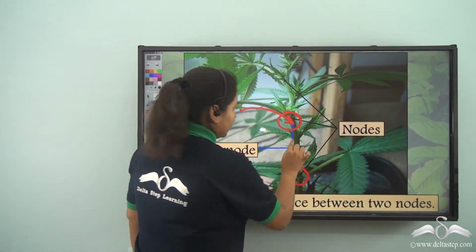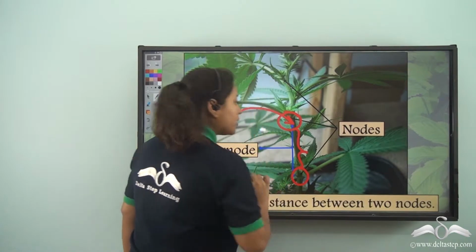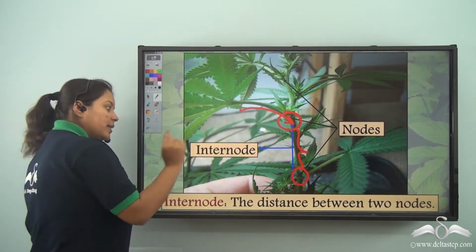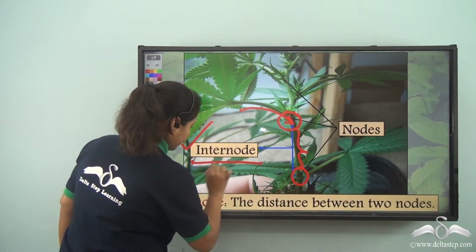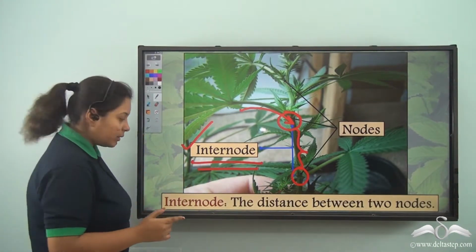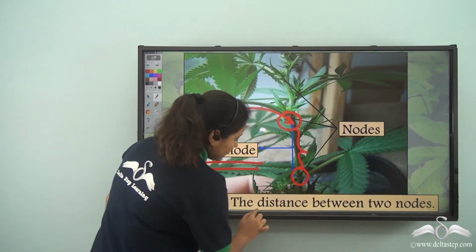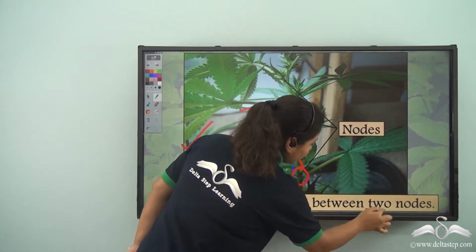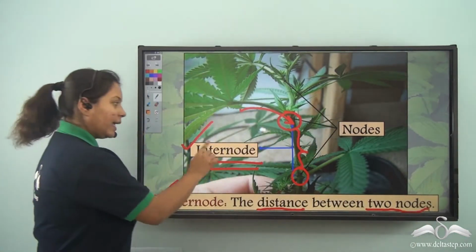And what is this distance between two nodes known as? Well, this is known as internode. So, what is an internode? Well, the distance between two nodes is known as internode.